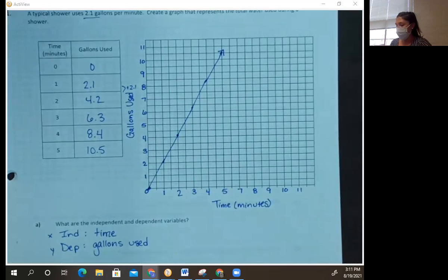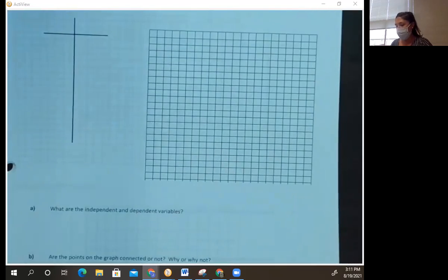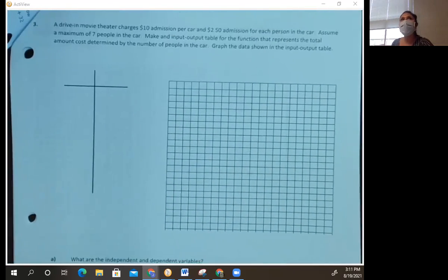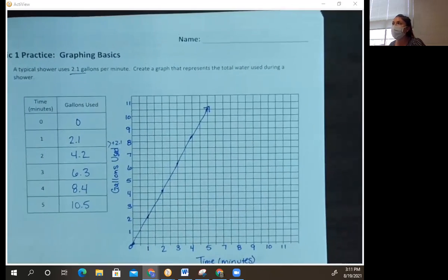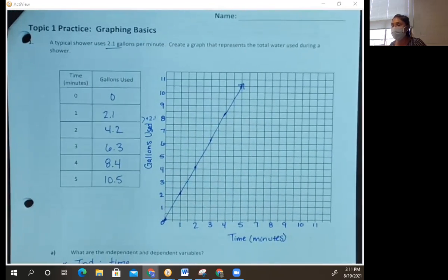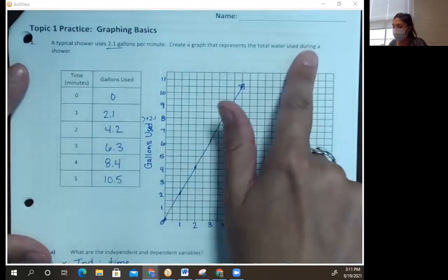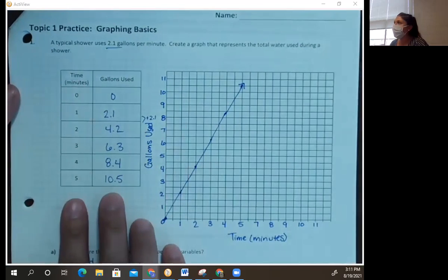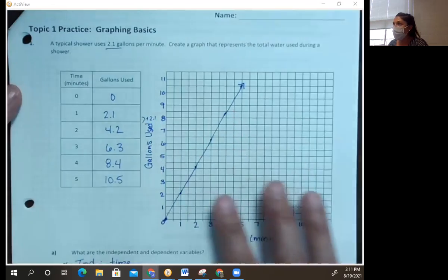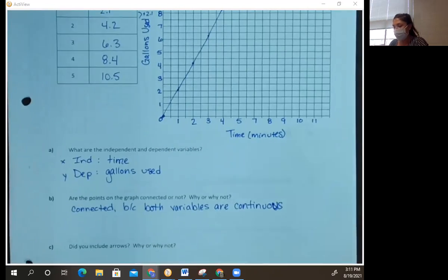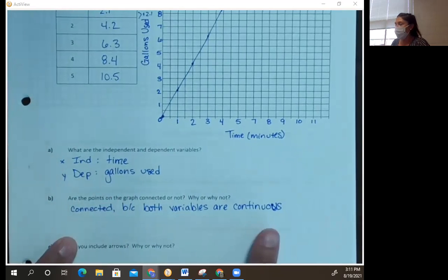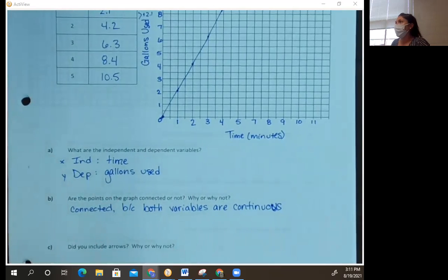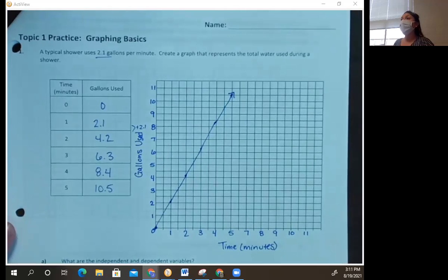For tonight, I would like you to try the problems on pages 9 and 10. It's the same idea as what we just worked on together. Pages 9 and 10, I want you to try for homework tonight, okay? Same idea, you've got a scenario. You're going to create a table to get some points. You're going to create a graph based on your data. And I want you to consider things like, what's the independent and dependent variable? Should I connect my points or not? And do I need arrows? So pages 9 and 10.